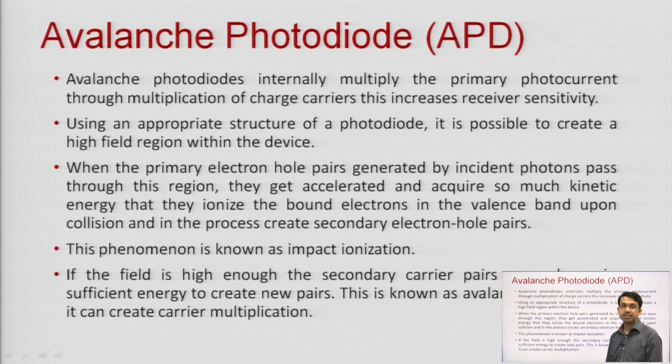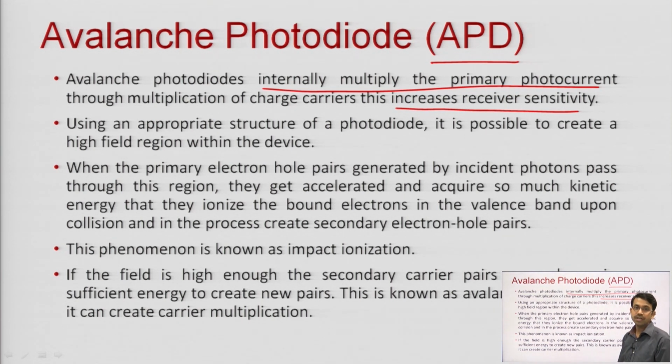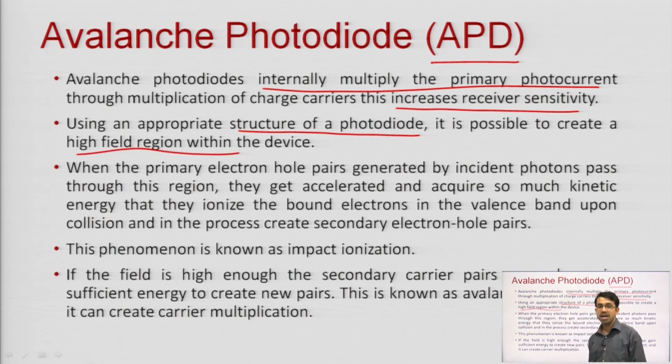After the PIN diode, next is the Avalanche Photodiode. Now, what is an Avalanche Photodiode or APD? They internally multiply the primary photocurrent through a multiplication of charge carriers. Due to this, the sensitivity of the receiver increases because there is a multiplication factor. How does this work? By using an appropriate structure of photodiode, it is possible to create a high field region within a diode. This is done by using heavily doped heterojunction layers.